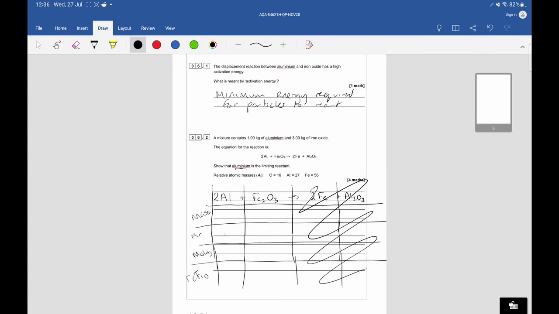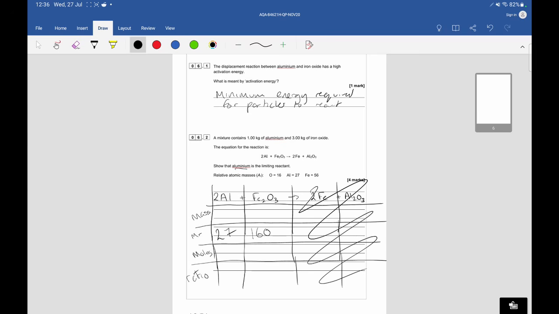We first need to know the molar mass of aluminium, which is 27. And we know that iron oxide's molar mass is going to be 56 times 2, which is 112, plus 16 times 3, which is 48. So it should be 160. Just double check that on a calculator. 56 times 2 plus 48, 160, I am right. And we know that we've got a kilogram of aluminium and 3 kilograms of iron oxide.